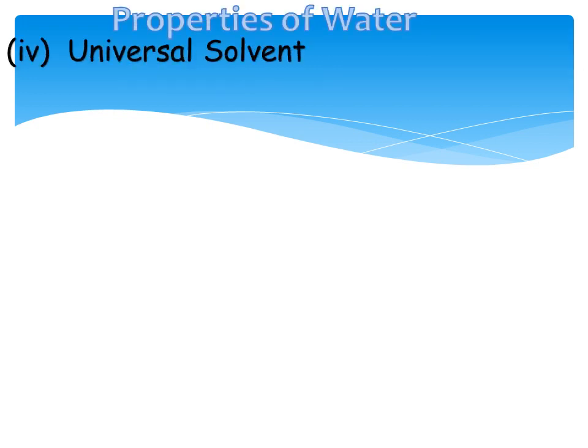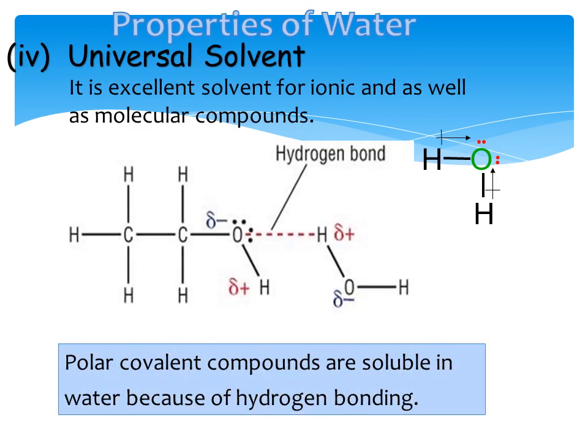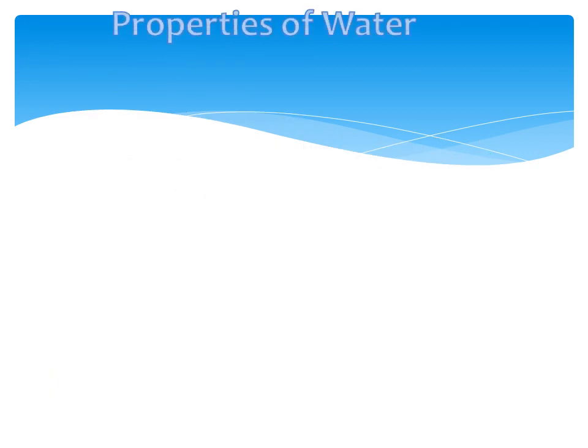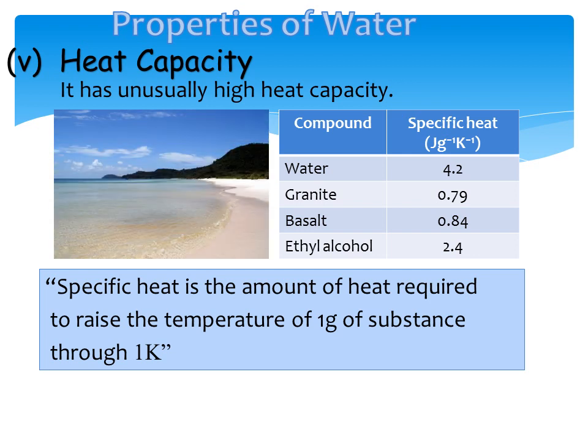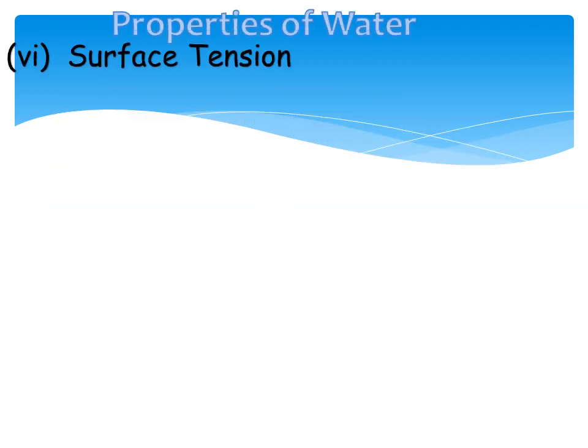This basically helps to maintain the temperature on Earth. Water, when it possesses high heat capacity, is very helpful because it helps to maintain the temperature on Earth. Otherwise, the daytime would be too hot and the nighttime too cold for human beings to survive on this Earth.